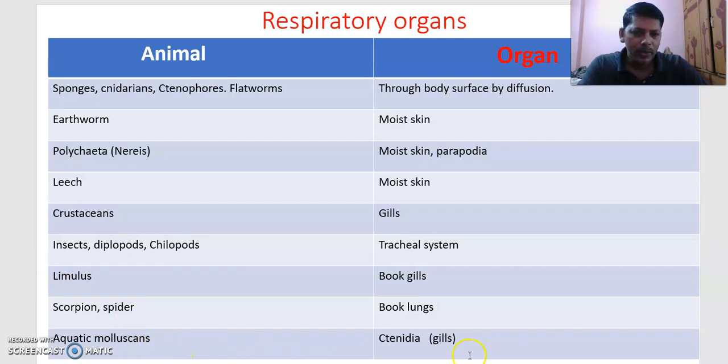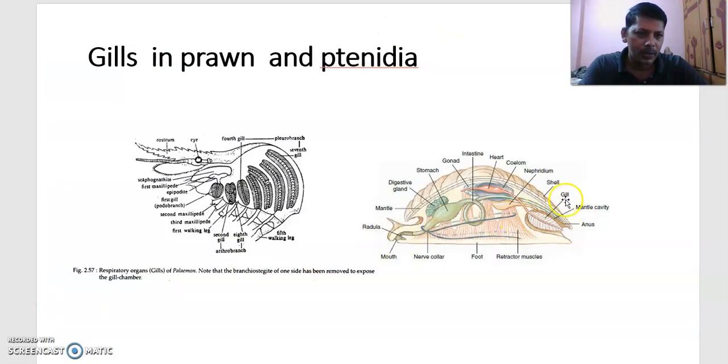And aquatic molluscans have ctenidia or gills. Ctenidia or gills are present here. You can observe here, this is the mantle cavity. In the mantle cavity of molluscans, there are feather-like gills. These feather-like gills are called ctenidia.